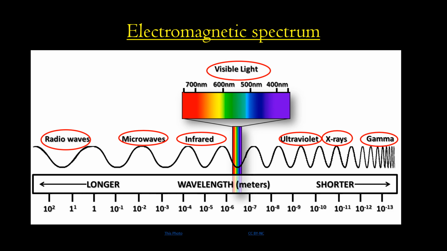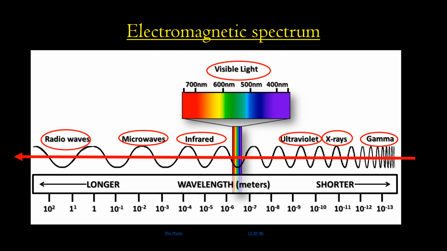Let's see how they can be arranged in terms of wavelength. The wavelength increases as we move from right to left. This means radio waves at the far left of the spectrum have the longest wavelength. Gamma rays at the far right of the spectrum have the shortest wavelength. As we move from gamma rays to radio waves, the wavelength increases. However, as we move from radio waves to gamma rays, the wavelength decreases.